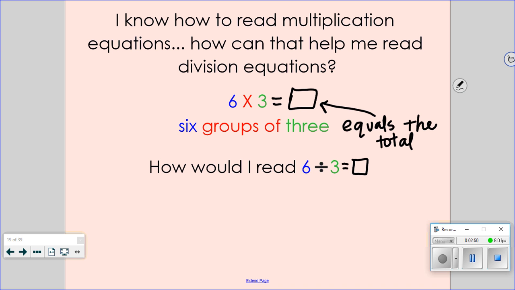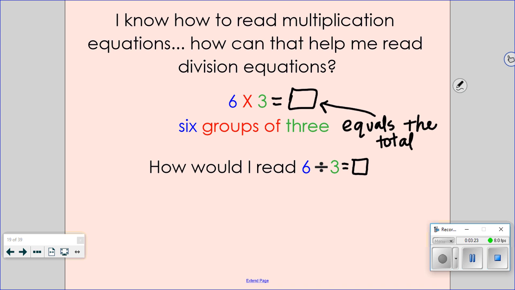How do I read this division problem? What is that? 6 divided by 3. What does that mean? Dominic, what does that mean? Maybe repeated subtraction? No, I need to read it. Just like I did 6 groups of 3, I need to read this in English. Repeated subtraction? Nope. How do I read that?